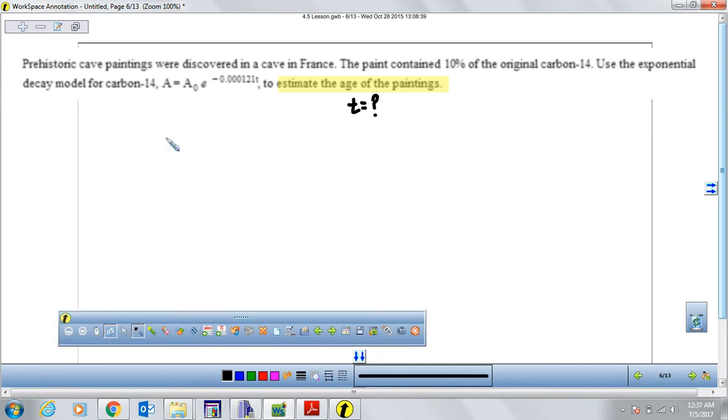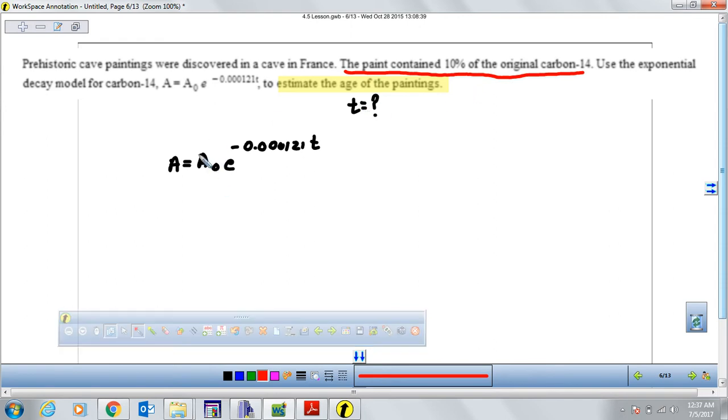So there's one little thing that we know from this function. They give us the rate, that is a true fact, but not only that, they give us one more thing. They tell us that the paint contained 10% of the original carbon-14. So just know that whenever we talk about the initial amount, which is my A sub 0, that is 100%. So this 10% is talking about my value of A, which is the future amount.